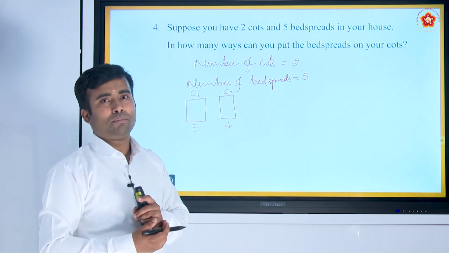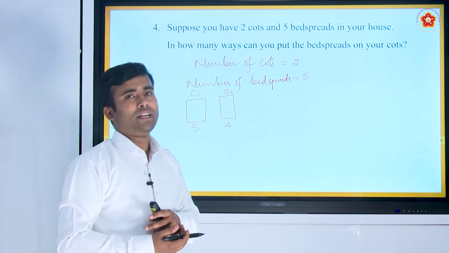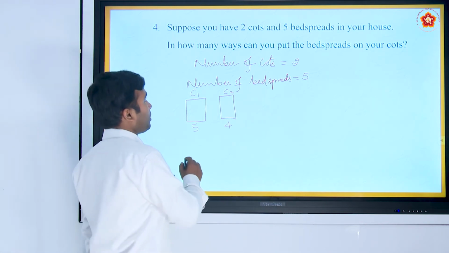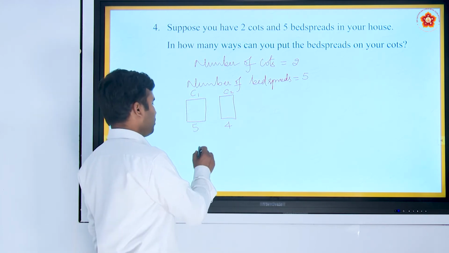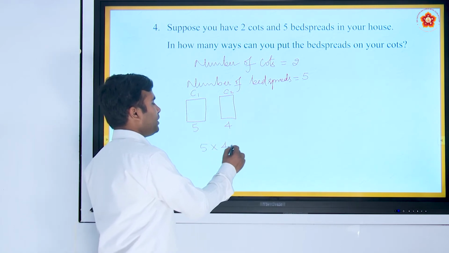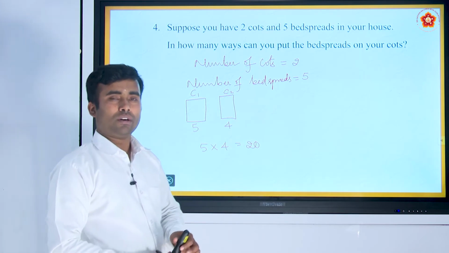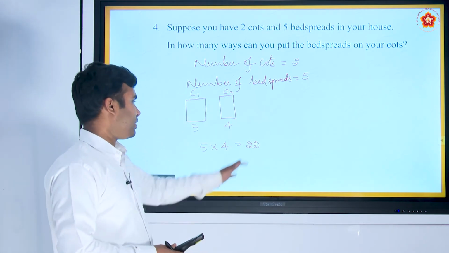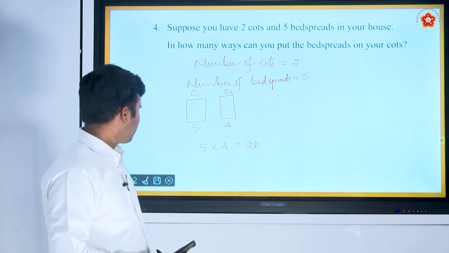Already 1 bedspread I have used for cot 1, so the second cot will obviously get 4 ways. Then what is the total number of ways we can put the bedspreads on cot 1 and cot 2? It is 5 into 4 equal to 20. So there will be 20 ways I can put the bedspreads on the cots. This is the total number of ways I can put the bedspreads.